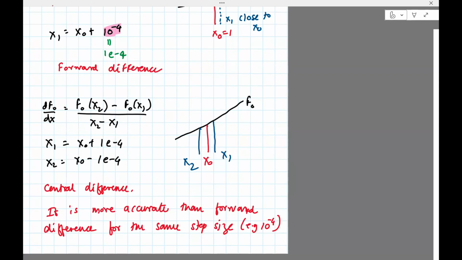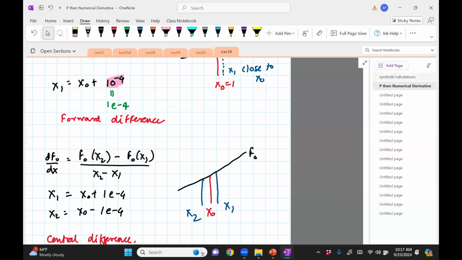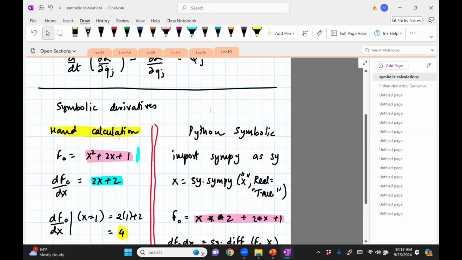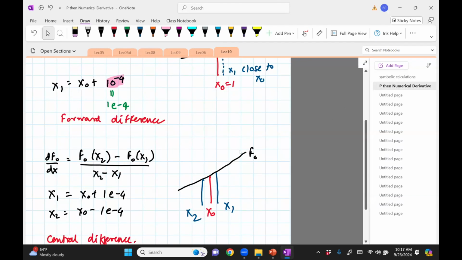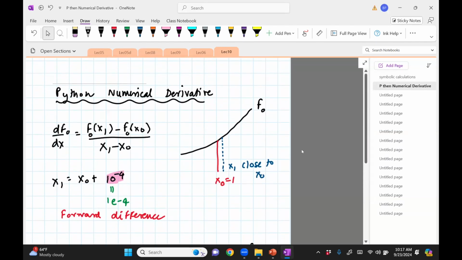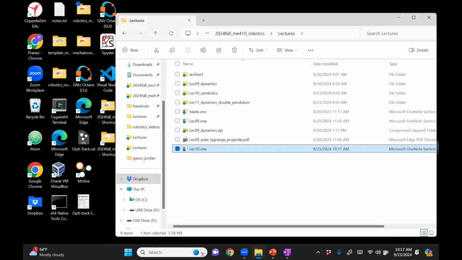So before I go to the next one, which is the chain rule and how to do chain rule using symbolic calculations, let me just show you some code which does exactly what I said. There are, as I said, three ways to do it: hand calculation, which is easy to do, you learned it before; symbolic toolbox; and then use the numerical derivative, which is here. So here is, let's see, I need to open Visual Studio Code.